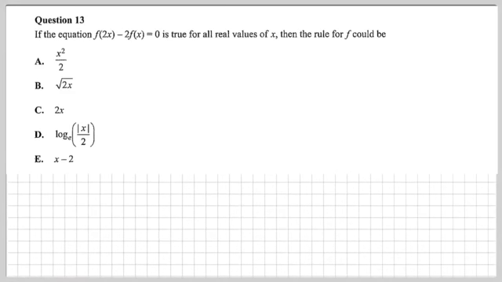So on to question 13. Let's have a look. If the equation f of 2x minus 2f of x equals 0 is true for all real values of x, then the rule for f could be... Well, guys, when I look at all these offerings here, I think, yeah, this instinctively looks to me like it's got to be some linear thing, really.